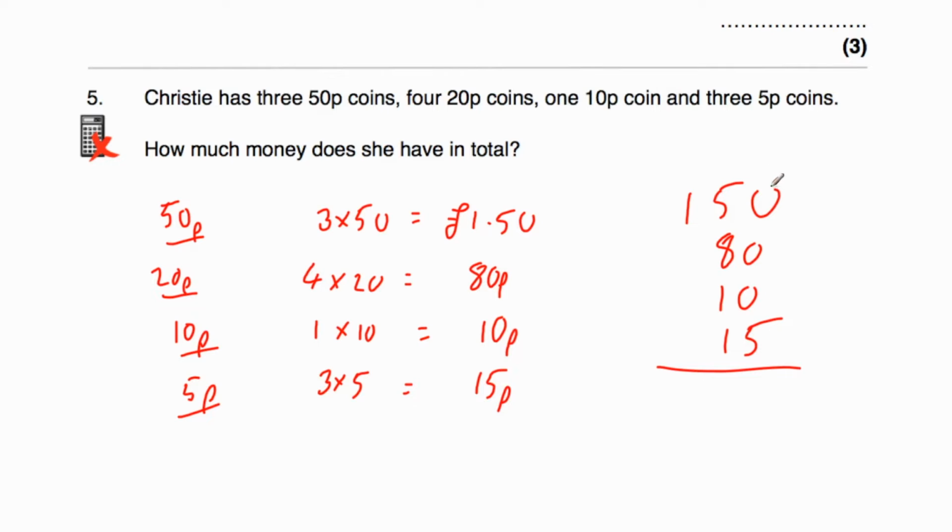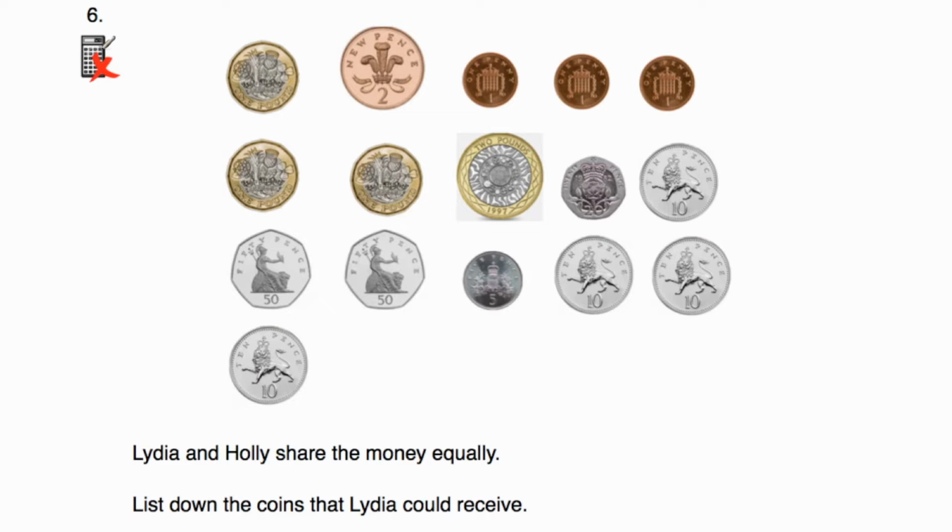When we add those up, we get 0 plus 0 plus 0 plus 5 is 5. 5 plus 8 is 13, plus 1 is 14, plus 1 is 15. So carry 1, and 1 plus 1 is 2. So that means that she's got 255p, or £2.55. So how much money does she have in total? £2.55, and that's it. Okay, let's have a look at our next question, question number 6.